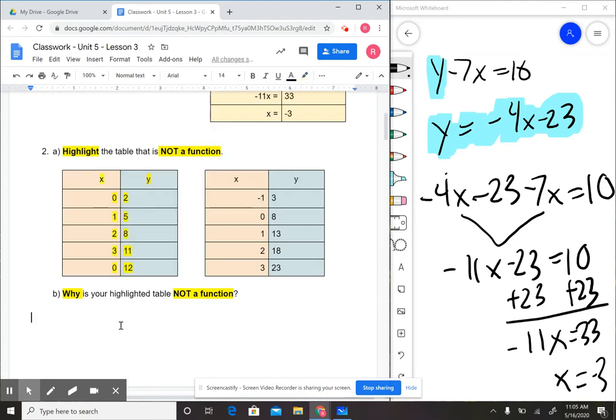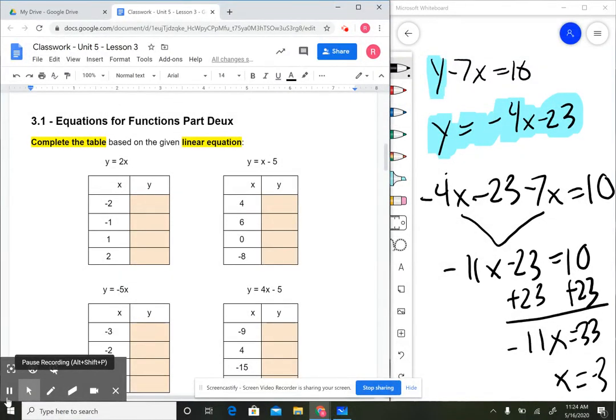And you can write that. The input 0 goes to two different outputs, 2 and 12. So there you go. So that's 3.1, Equations for Functions, part 2.